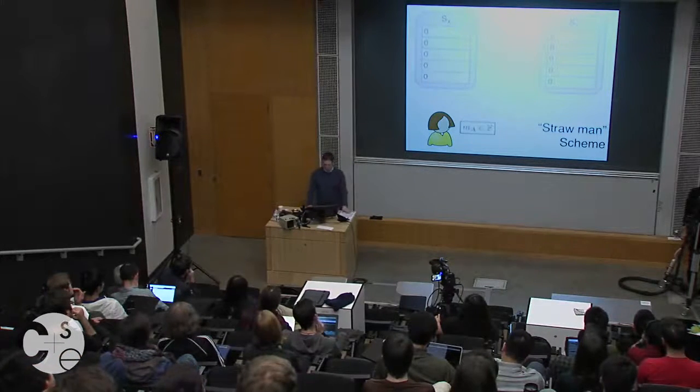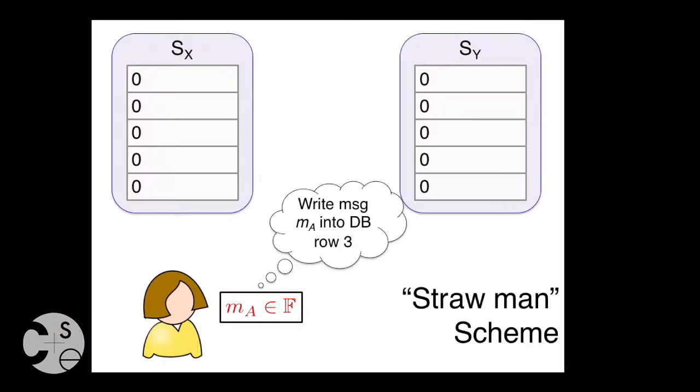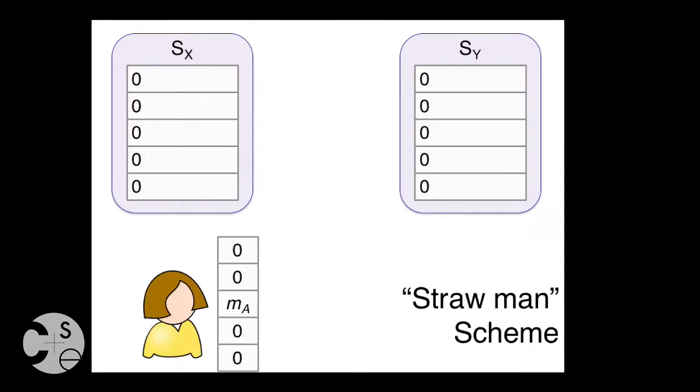All right, so here we're getting to the punchline. The first thing she does is choose a random place in this database. You see, each server maintains this database that has 5 entries in it. So Alice will choose a random position in the database. Let's say she chose position number 3. Now she's going to build a vector that has zeros everywhere, except the 3rd position is going to be her message.